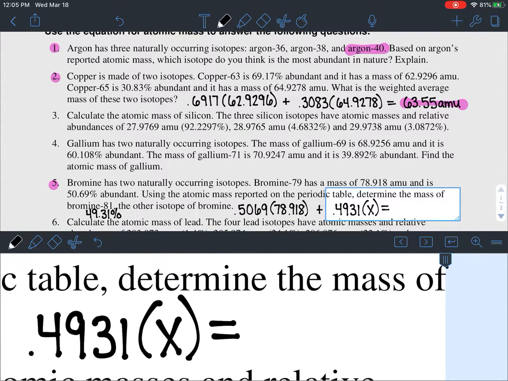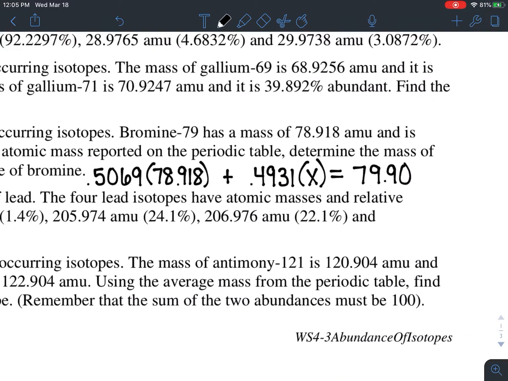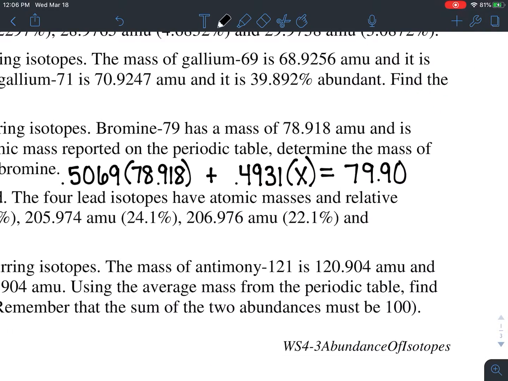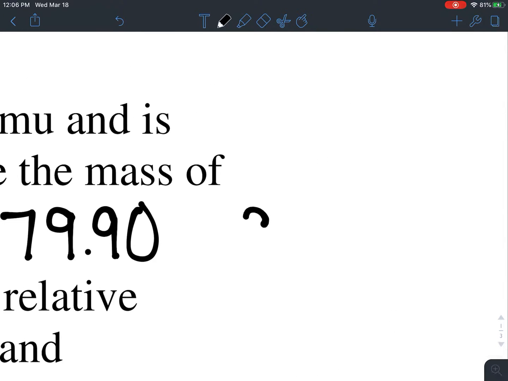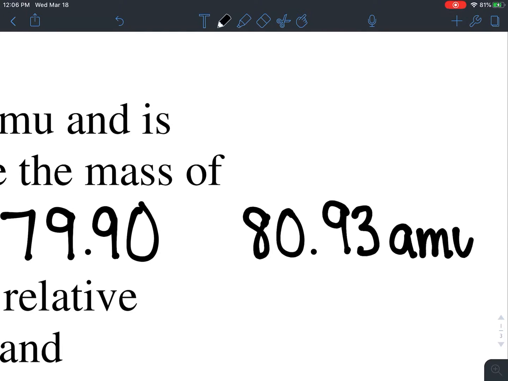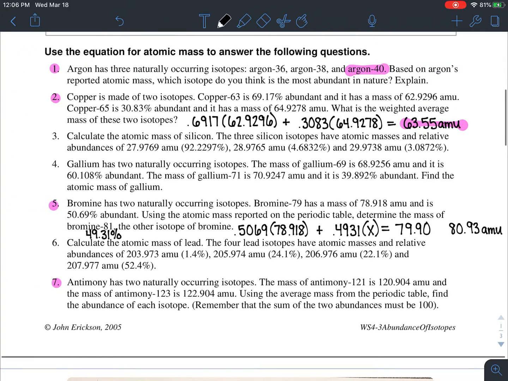So 79.90. Now I'm just looking at a pretty straightforward algebraic equation where I'm going to solve for X. After doing that, I came up with an answer of 80.9276. Again, we're going to just round that out to the hundredths place. So 80.93 AMUs should be our answer. That should be the atomic mass of bromine 81, which makes sense. If we were to round that, it would round to 81.